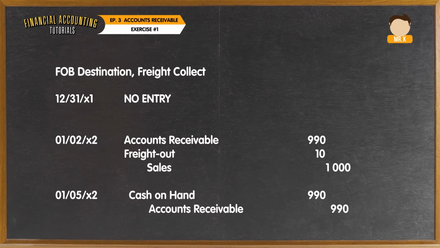The seller debits freight out for the shipping costs paid by the buyer because the seller is the one who is supposed to pay for the shipping costs. The seller will later on reimburse the shipping costs by a decreased collection of receivable.